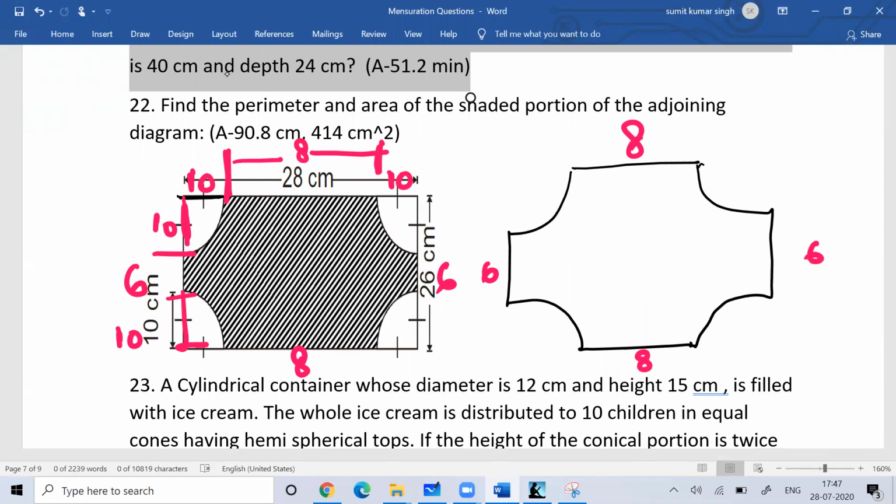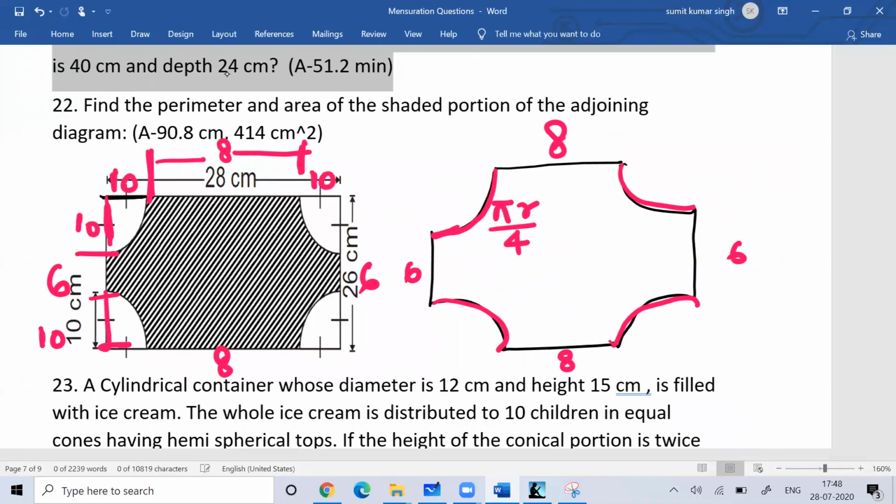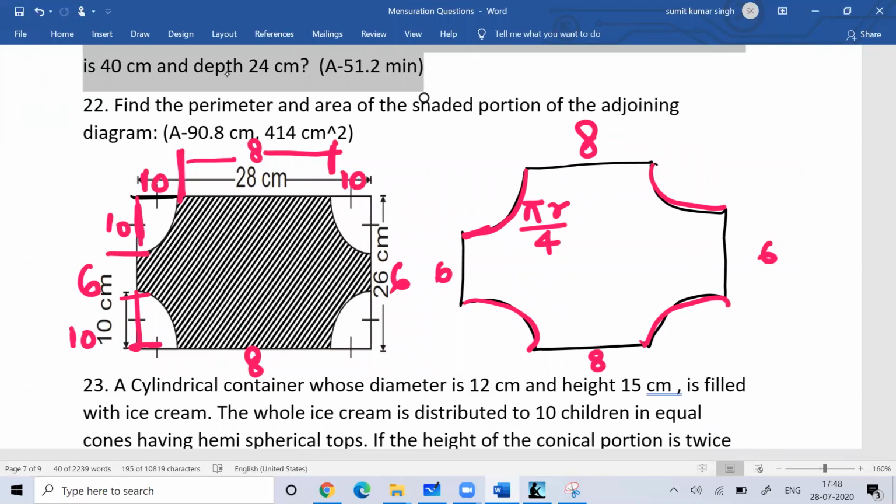And this length you want. This length is nothing but pi r by 4, where r is 10. So you understand this, right? This is pi r by 4, this is pi r by 4, this is pi r by 4, this is pi r by 4. After all, they will create a circle.